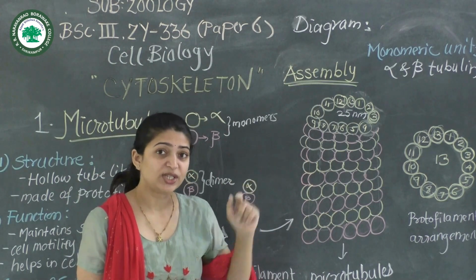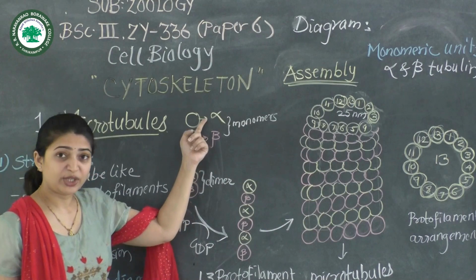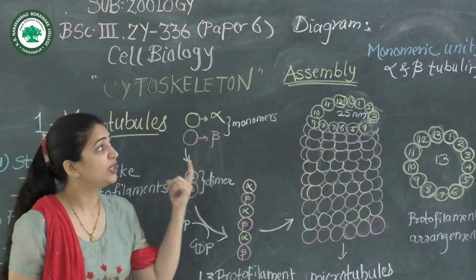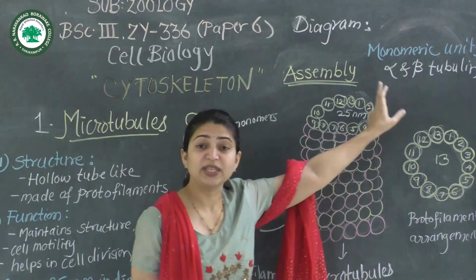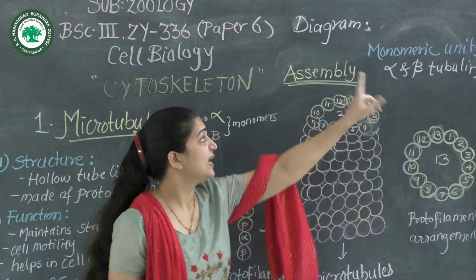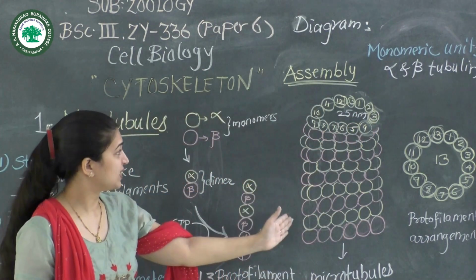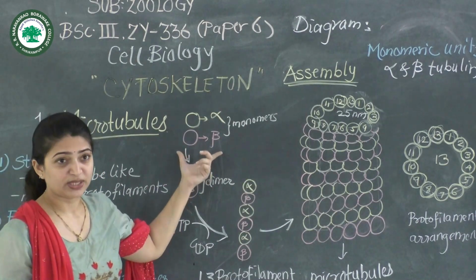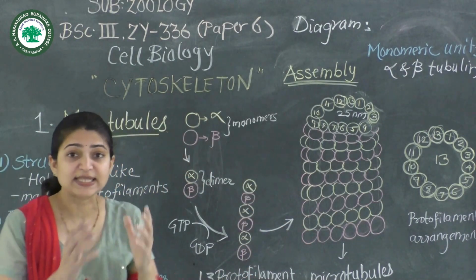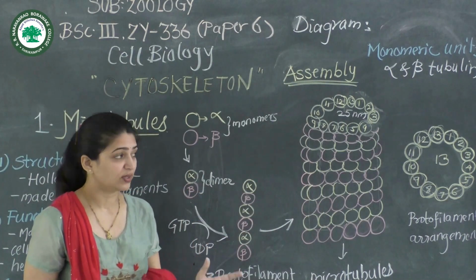So what are these structures? These tubulin structures are nothing but alpha tubulin and beta tubulin. These are the monomeric units. What are monomeric units? Monomeric means single units that form the structure. These are nothing but the alpha and beta tubulin which form the structure. Now, after knowing the structure, we are going to move forward to the assembly, how the assembly of the microtubule occurs.